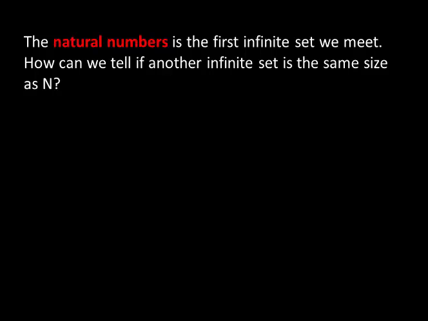We know that the natural numbers, and we have denoted them by N, let's write one more time what they are. The set containing the numbers 1, 2, 3, 4, and so on. The set of natural numbers is the first infinite set that we meet. And we meet it when we're quite young. We may not use the word infinite set, but we know that there is no biggest natural number. They just keep going forever. How can we tell if another infinite set is the same size as N?